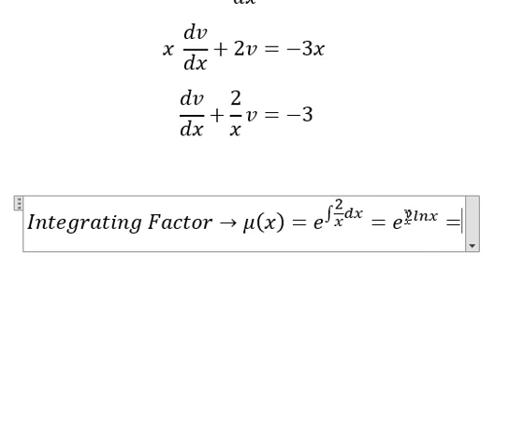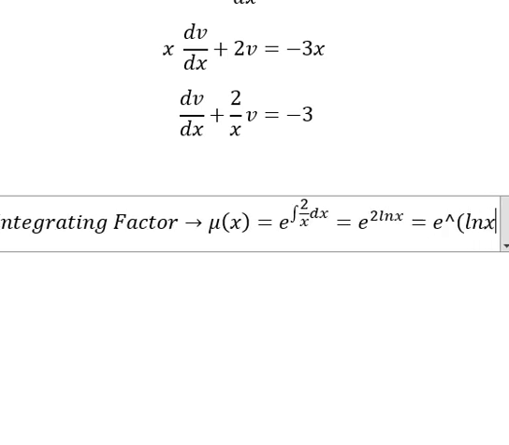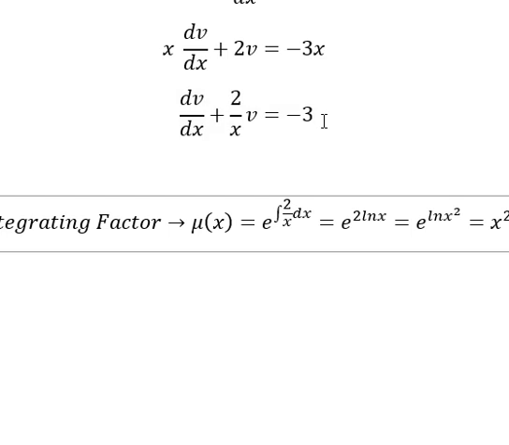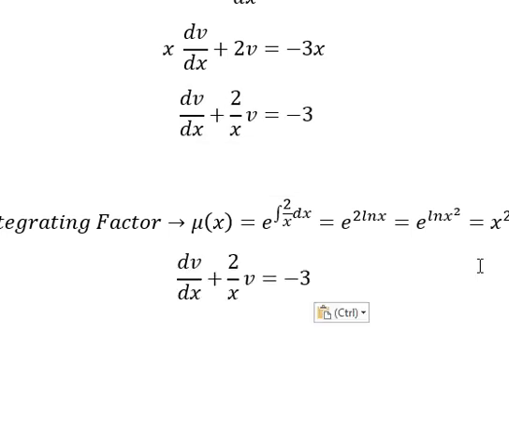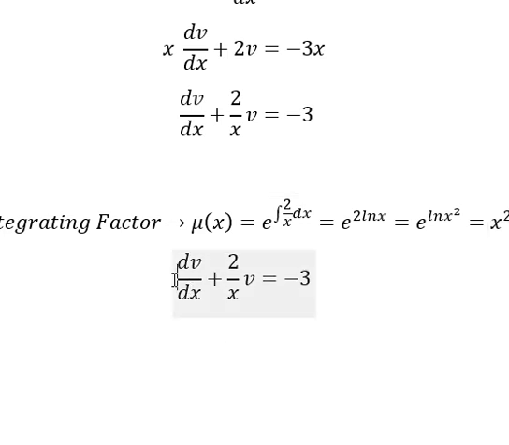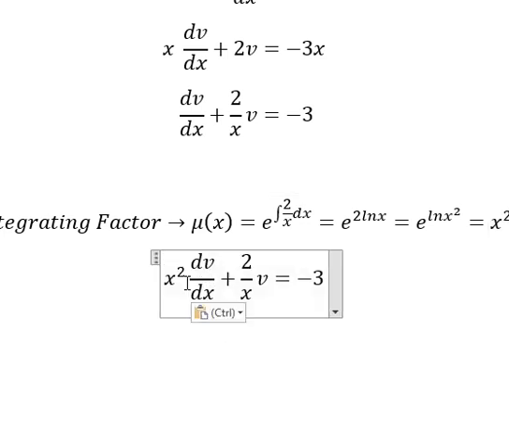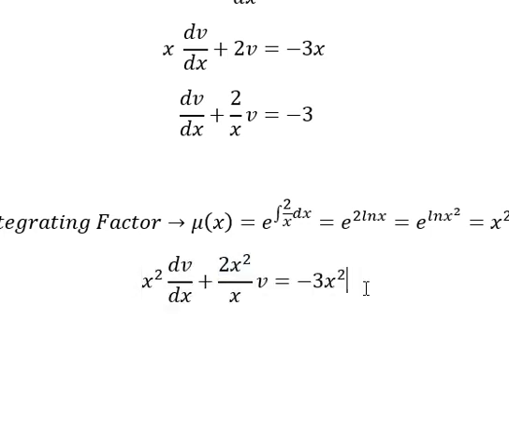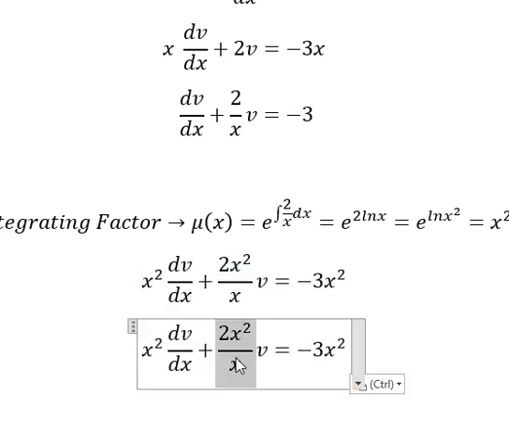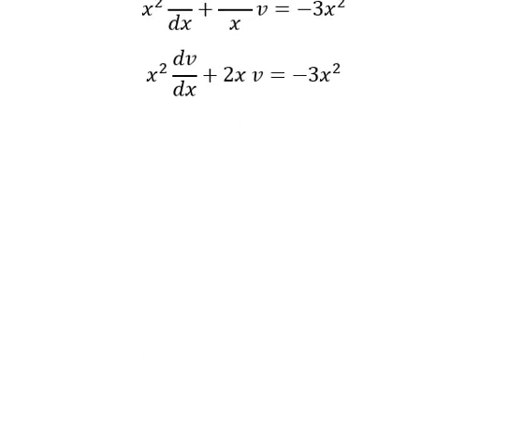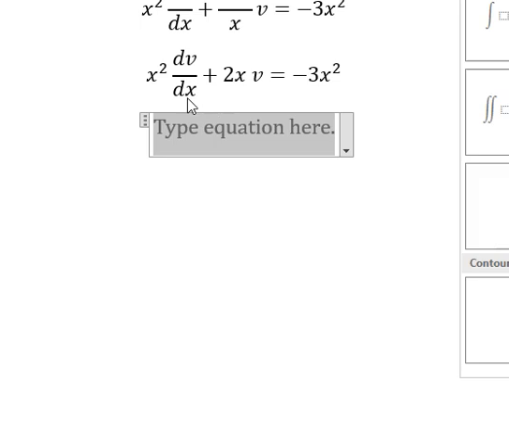After that, the number 2 goes inside the natural log in here, and we have x squared. That means we need to multiply both sides by this one. This one is 2x. Later we need to put the integration for both sides.